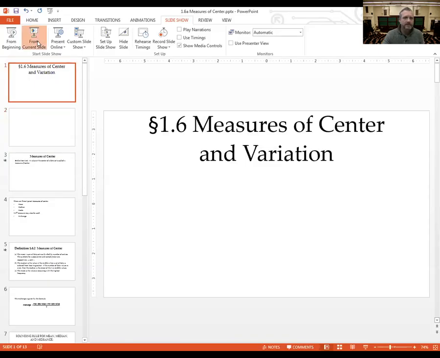And what I mean by that is essentially picking one number that may or may not be in the data itself, but one number to serve as the best representative of the entire data set. And what I'm describing when I say the best representative is actually known as a measure of center.